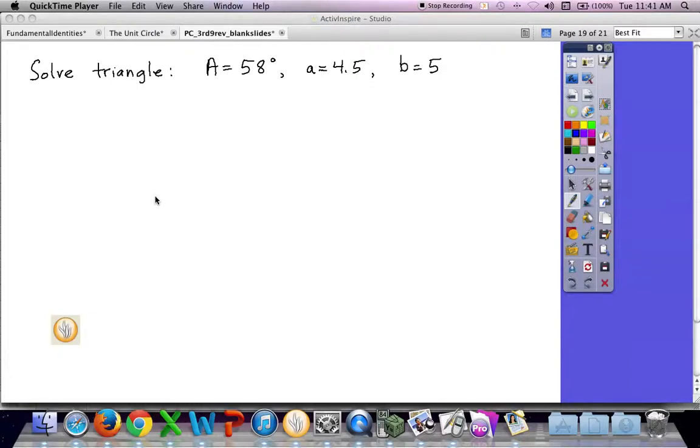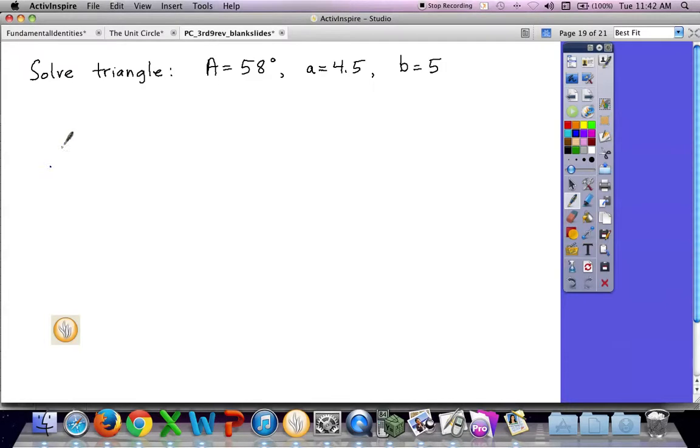Solve a triangle, right? So we have two ways to solve triangles here. We've got law of sines and law of cosines. And on this test, they're not going to tell you which one. You have to know based on which sides and angles that you've been given.